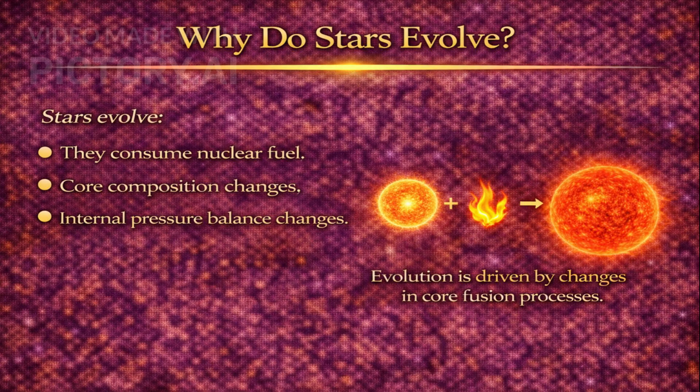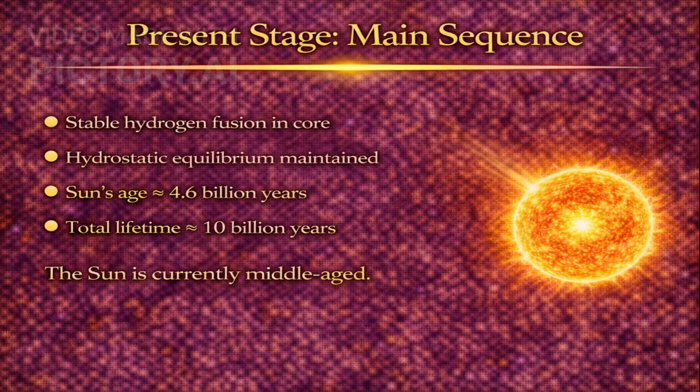Stars evolve as they consume nuclear fuel, leading to changes in core composition and internal pressure balance. This evolution is driven by changes in core fusion processes. Currently, the Sun is in its main sequence stage, characterized by stable hydrogen fusion in its core. At approximately 4.6 billion years old, the Sun is middle-aged, with a total lifetime of about 10 billion years.